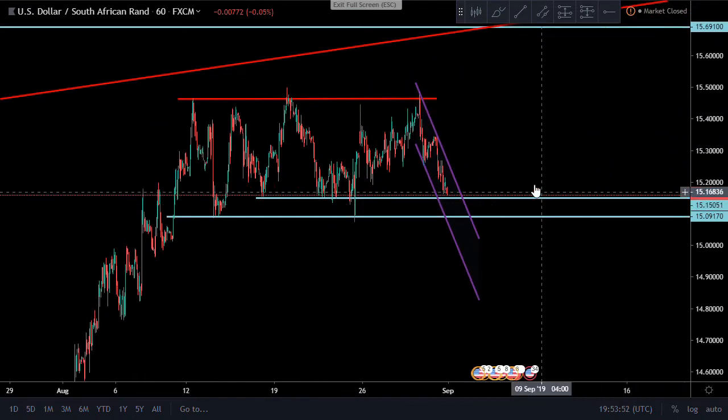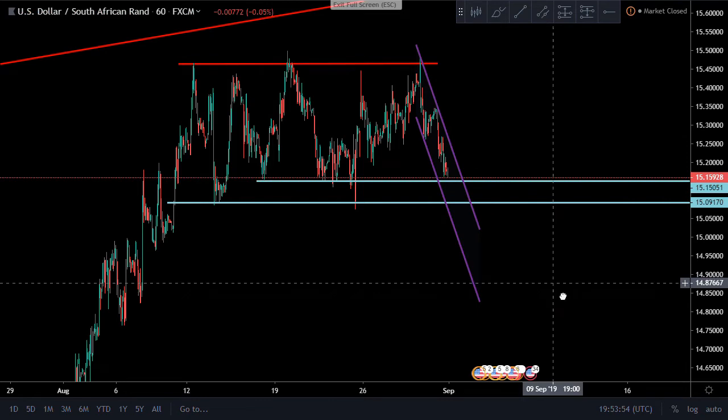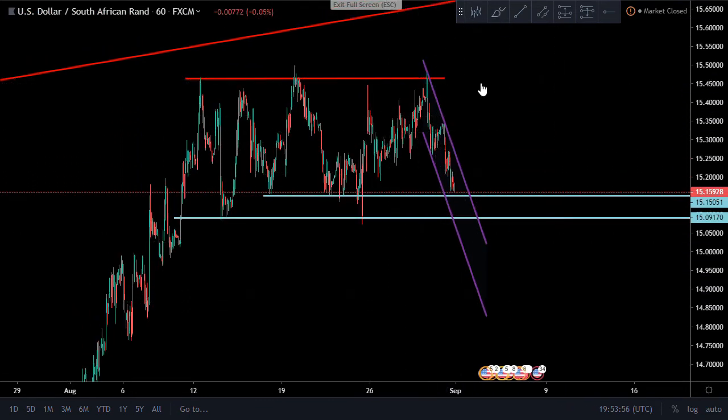I'm going to show you the price structure that we have right now. The price structure that we have is a descending channel toward this resistance.